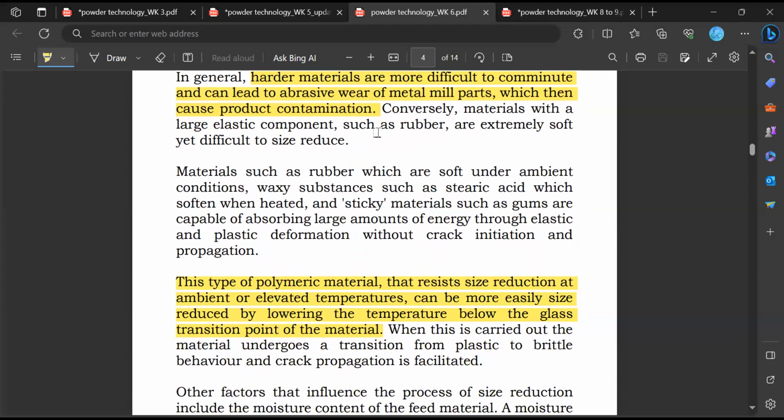Okay, and then we said that if it has an elastic component like this rubber, what can you do so that you can reduce the size? What you can do is reduce the temperature of that material below the glass transition temperature, making that material go from plastic to brittle, and it will be easier to propagate the crack.